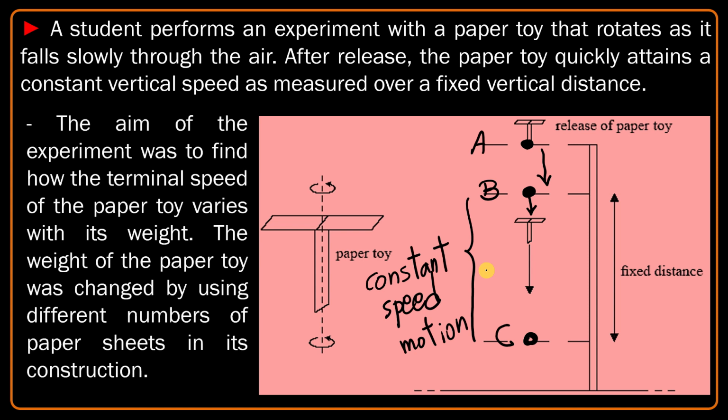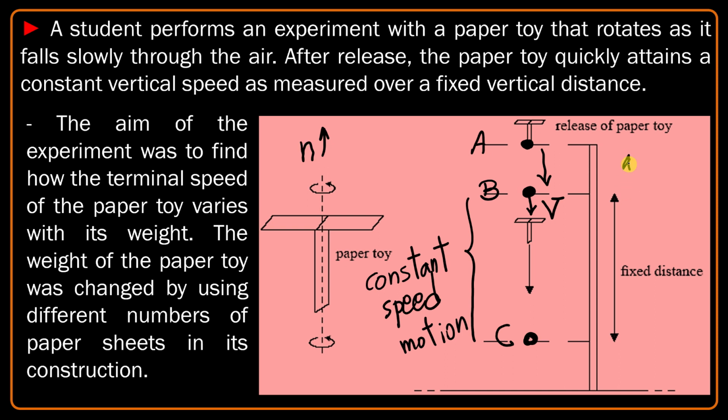The aim of the experiment was to find how terminal speed, let's name it V, of the paper toy varies with its weight. So we should increase the weight or decrease the weight. The weight of the paper toy was changed by using different numbers of paper sheets in its construction. Okay, so we named the number of paper sheets n. We increase the n, and then we check the speed. So speed may change with n.